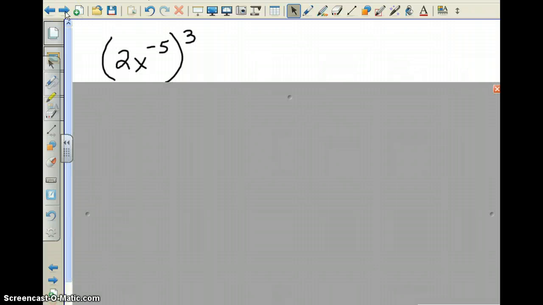So let's start with 2x to the negative fifth, all raised to the third power. Now again, you could write this out 3 times, 2x to the negative fifth times 2x to the negative fifth times 2x to the negative fifth, or we can use this last law, which is kind of a shortcut. We're going to distribute, if you will, this 3 into all the pieces. So I'm going to get a 2 to the third. And then for my x's, I'm going to have negative 5 raised to the third power, or negative 5 times 3, which will be negative 15.